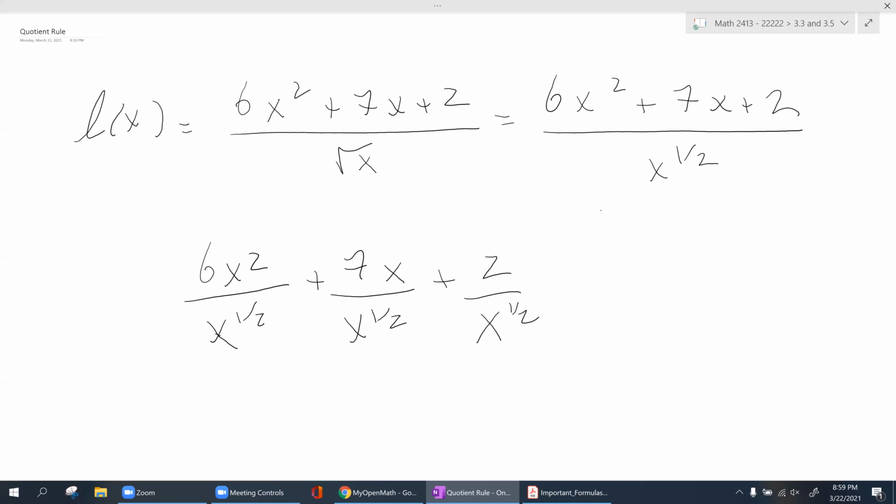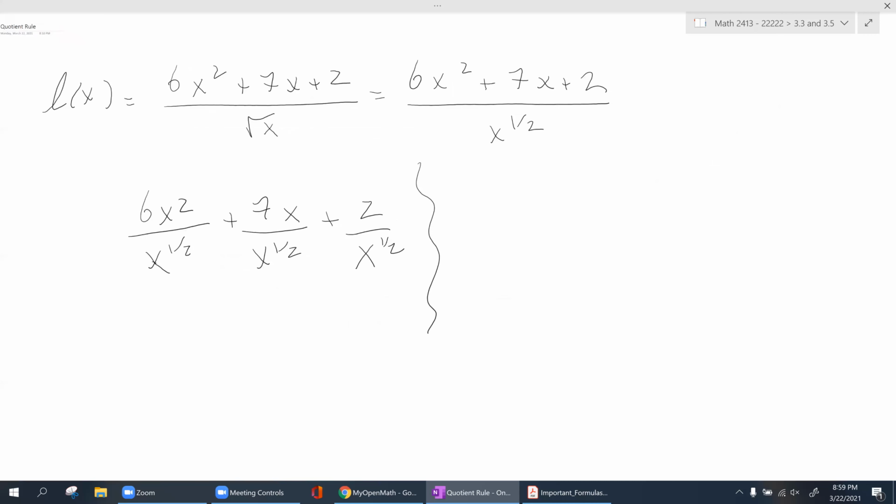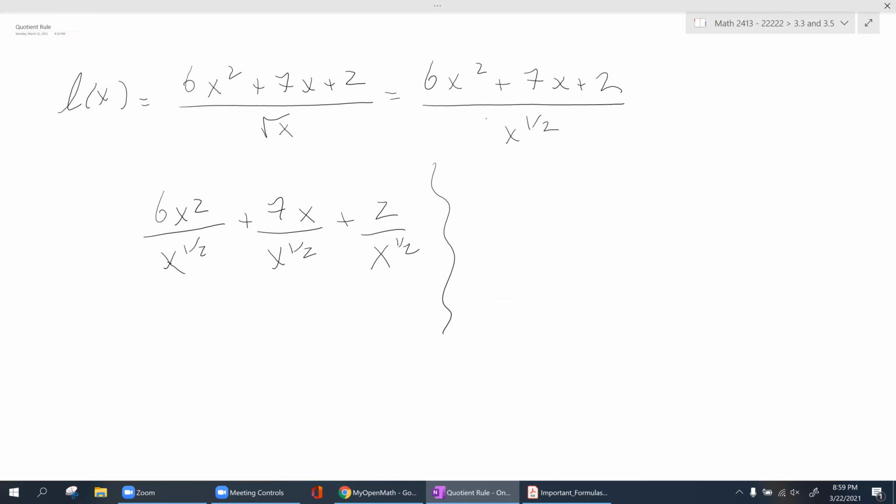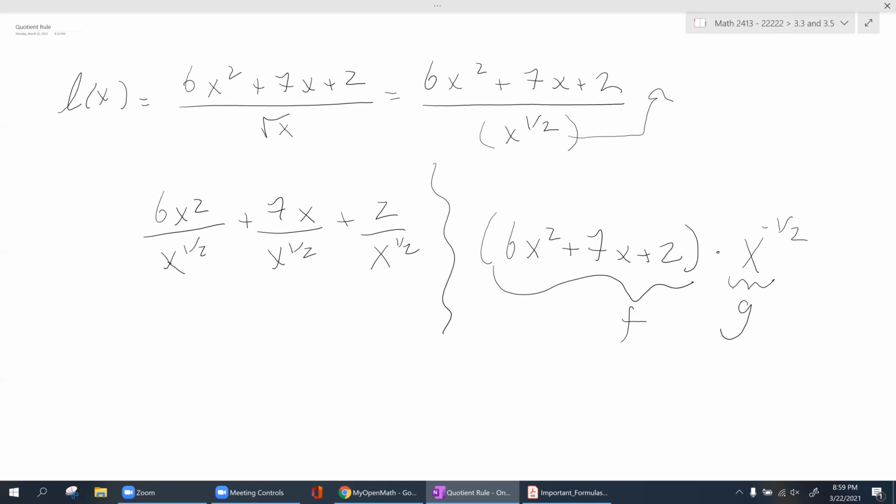You can do the quotient rule. You can split it up and apply the power rule individually. You can even apply the product rule. How? I'm going to move this entire piece to the top. So then this is just 6x squared plus 7x plus 2 times x to the negative 1/2, where this is now your f, and this is your g. You can apply the product rule if you like. It's completely up to you.